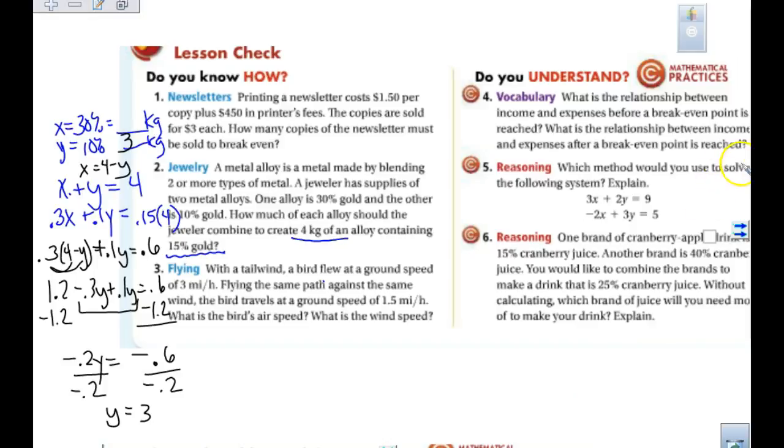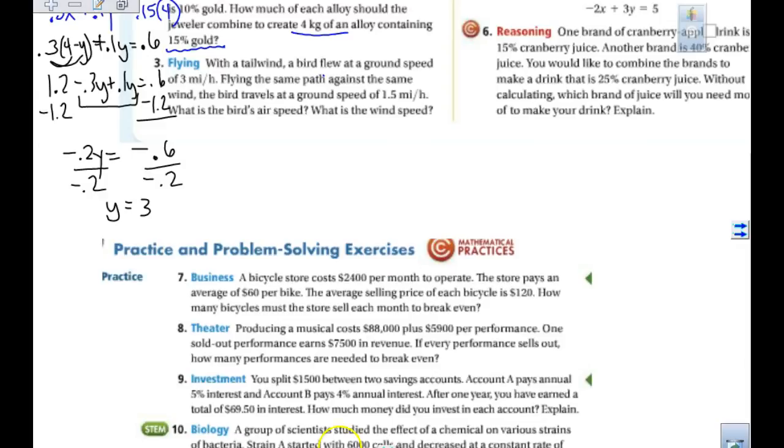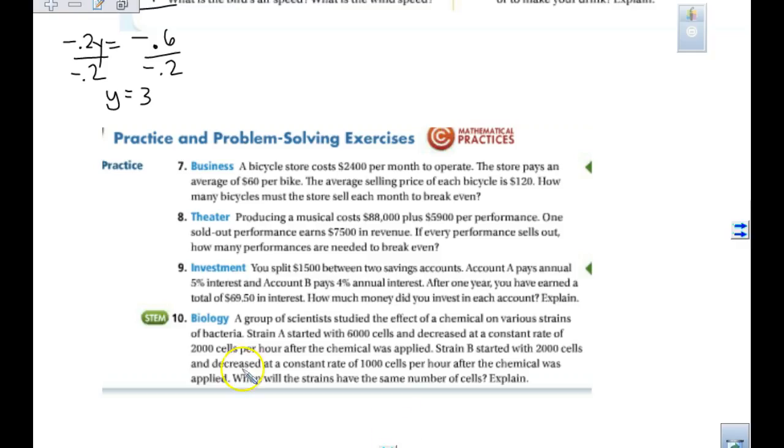Let's look at the other one here. Number 9. Oh, number 9, that's a good question. So you have $1,500 for your 2 accounts. Now, if I want to use X and Y, X is what percent am I earning interest? 5%. And maybe we even want to use A, right? Because they say account A and account B. So A is at 5% interest.